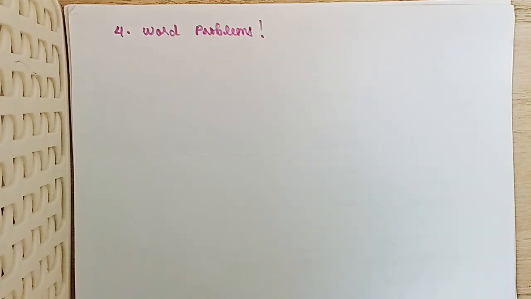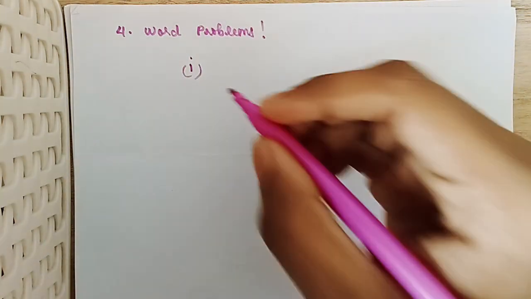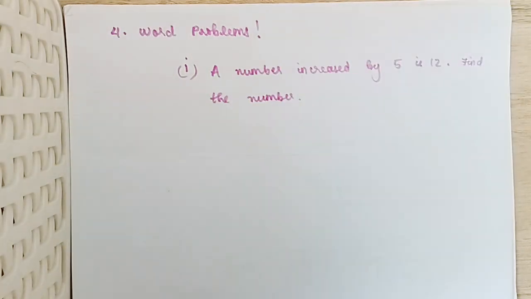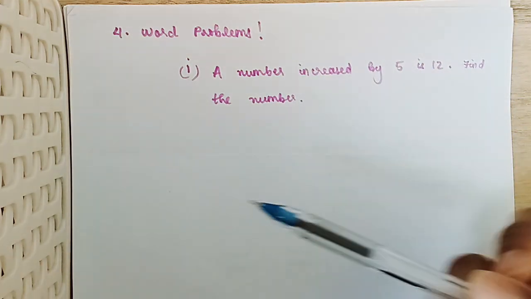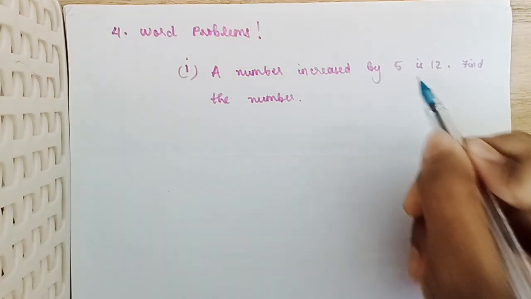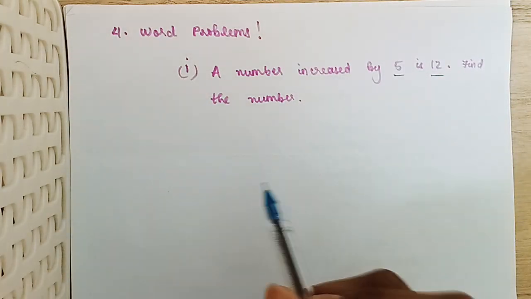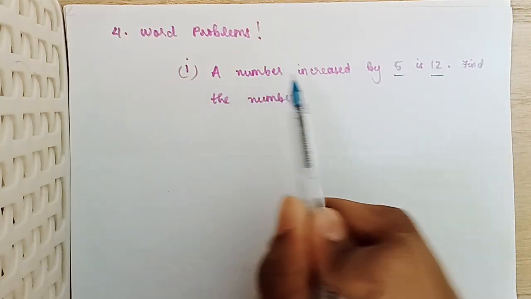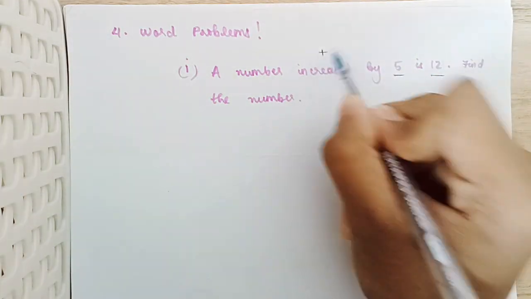So we'll practice a couple of questions, starting with 1. A number increased by 5 is 12. Find the number. So this is a moderate question or an easy question. Starting off, we have to find all the numbers. They have given us 5, they have given us 12. And then they have told a number increased by 5. Increased, so we know it is addition.